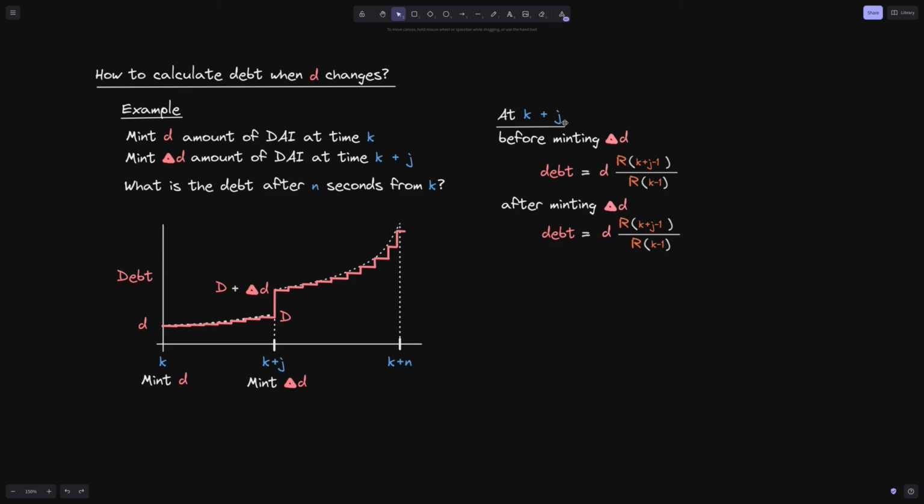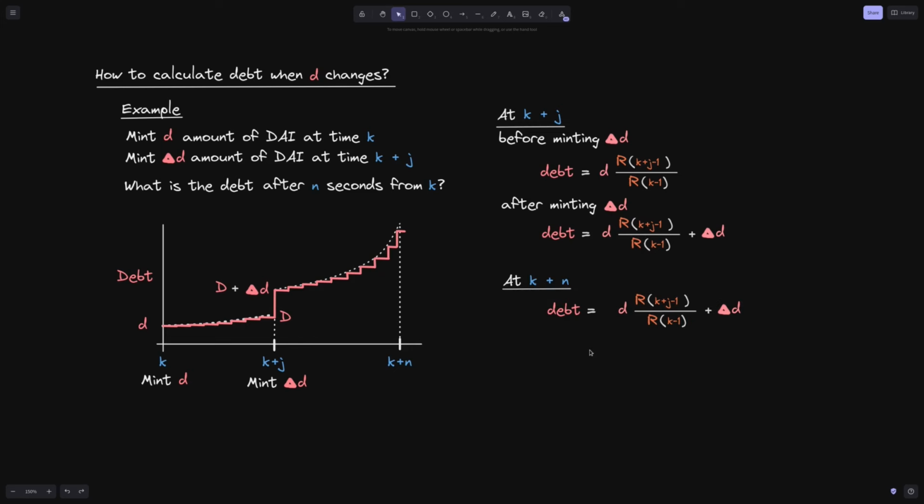Well, at time k plus j, since no time has elapsed, this is the amount that the user has to repay. This part includes the stability fee rate on this lowercase d, and then the amount that they additionally borrowed at this second. Okay, so this is the amount that the user owes at time k plus j after minting delta D amount of DAI. How about at time k plus n?